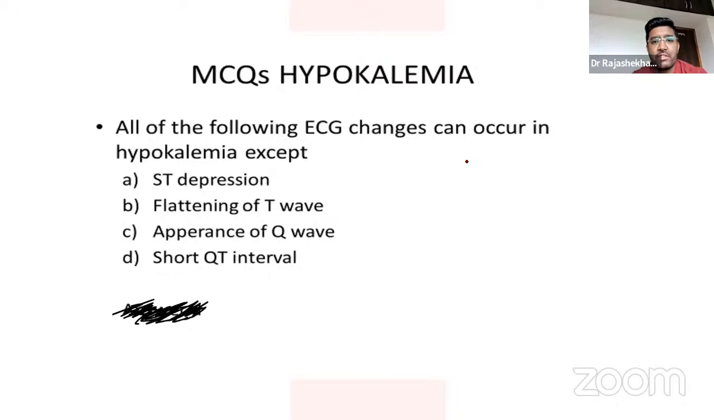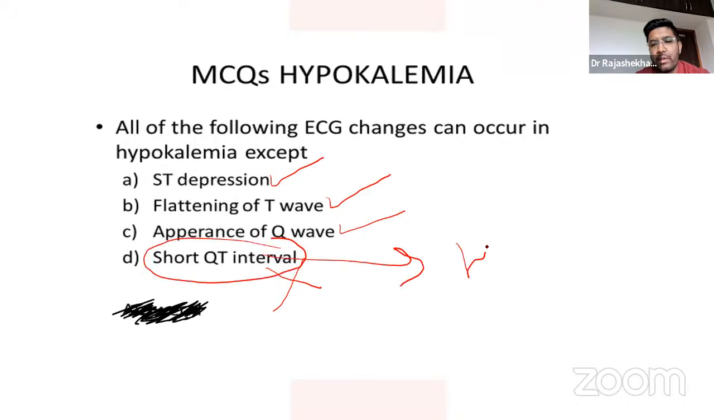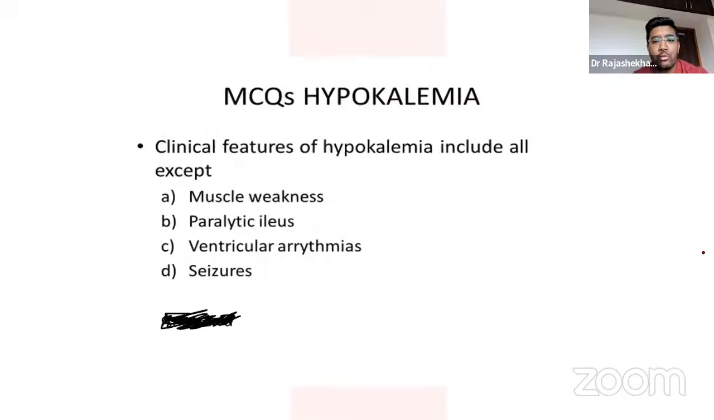All of the following ECG changes can occur in hypokalemia except ST depression, yes, it can occur. Flattening of T wave, yes, it is a rule. Appearance of U wave can occur. Short QT interval is not a sign of hypokalemia. Sometimes the QT interval may slightly prolong, or it is usually normal, or a QU interval is miscalculated as being prolonged. So short QT interval is a feature of hypercalcemia. It is not a feature of hypokalemia.